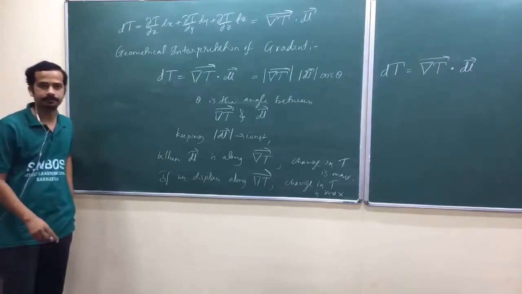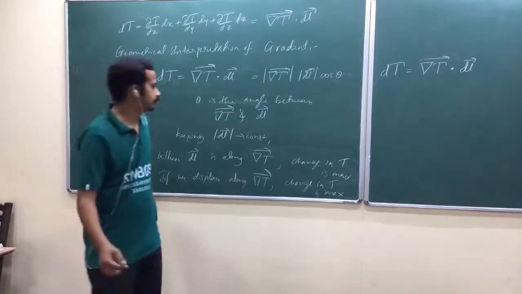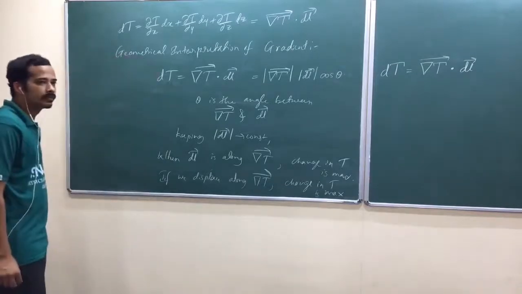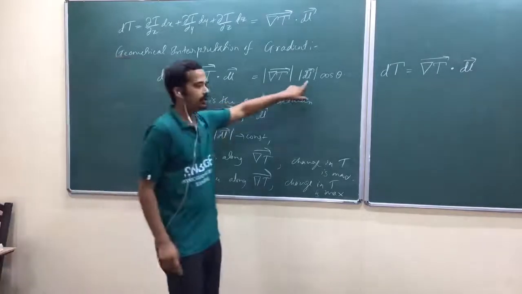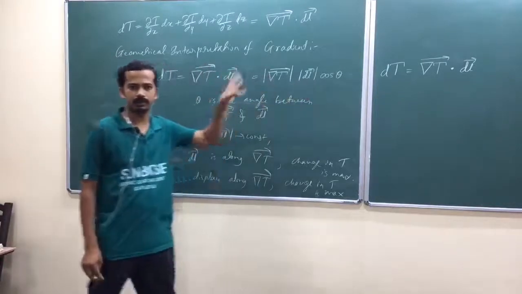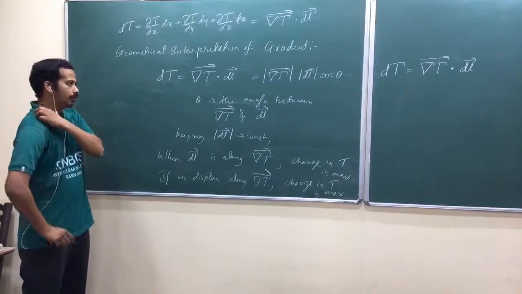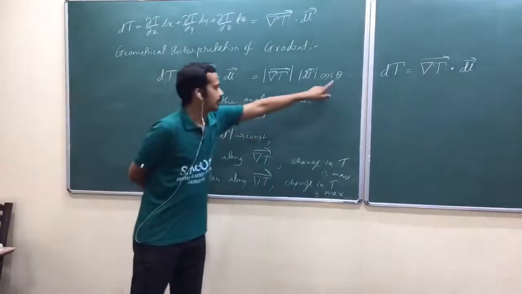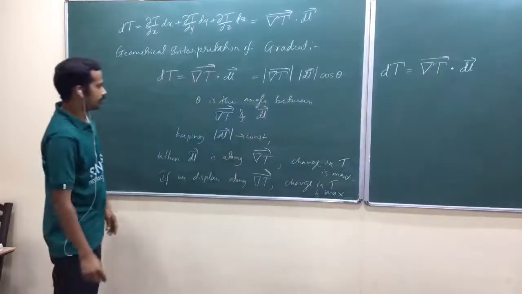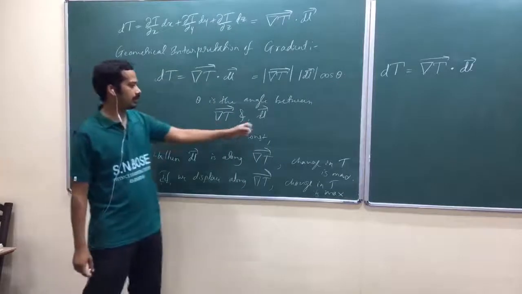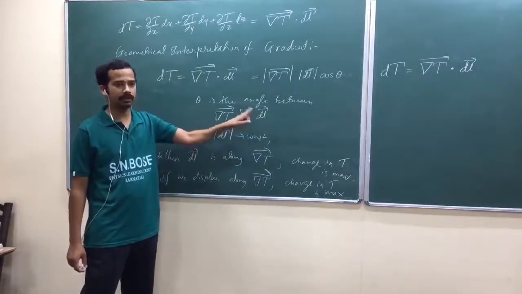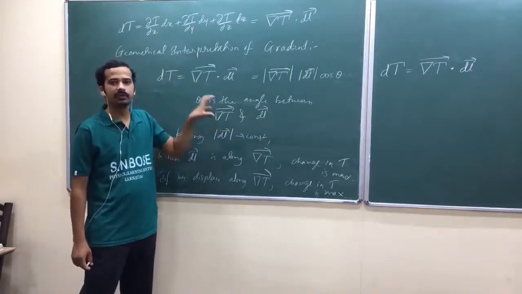Yeah, speak out. Usually this is not a variable, because that's infinitely small displacement. But when theta equal to 0, that means del T and dl are along the same direction, that means we are displacing along the direction of this gradient.